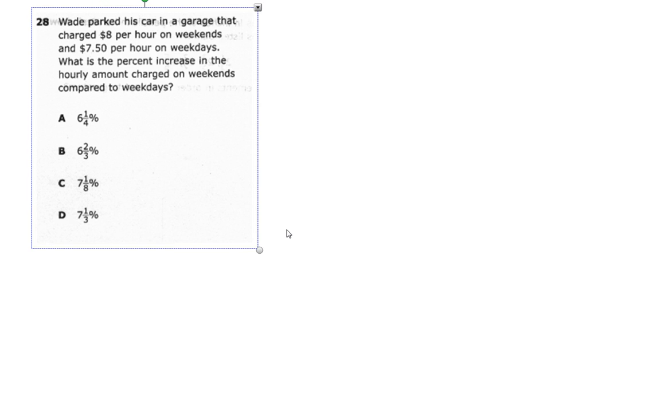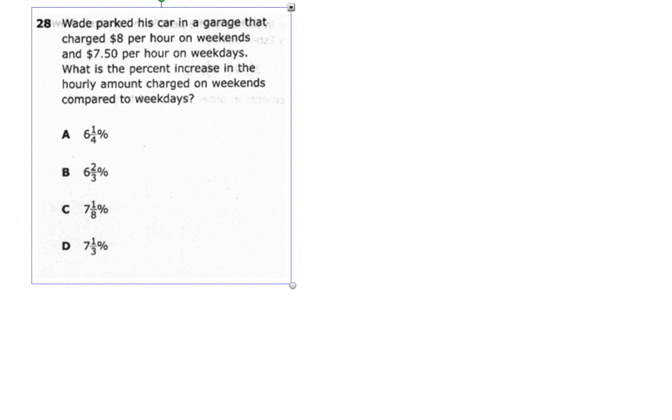Okay, good. Number 3, park a car in a garage that charges $8 per hour on weekends and $7.50 per hour on weekdays. What is the percent increase? Okay, so anytime we see percent, we know we can probably make a proportion out of this. Since we want to find this increase, increase can be part of our proportion.